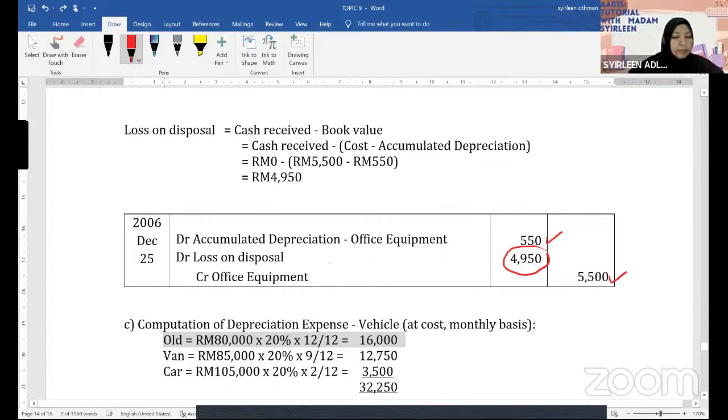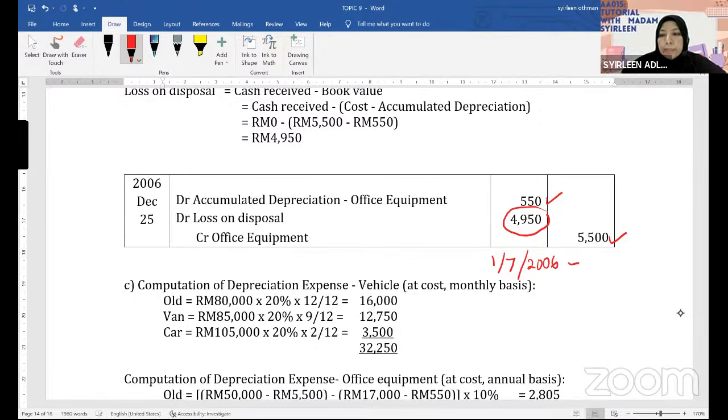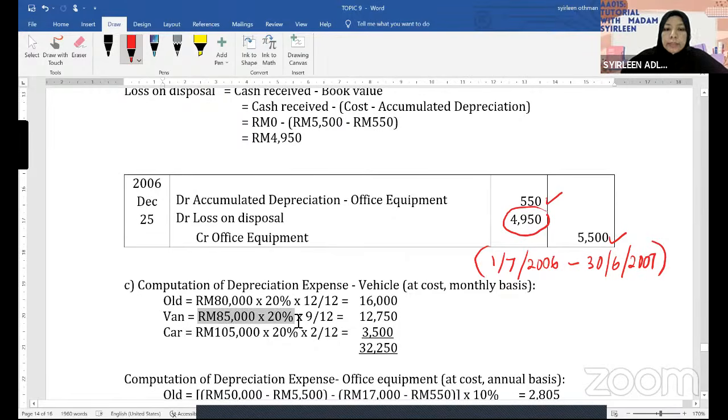Okay, tolong ingat lagi sekali, your accounting period starts from 1st of July 2006 dan berakhir pada 30th of June 2007. Yang ni ya, sebab nanti awak nak kira bulan. So, untuk van, dia punya harga ialah 85,000. Dia punya depreciation rate is 20%. Berapa bulan? Sebab kamu beli van tu pada 9 Oktober.